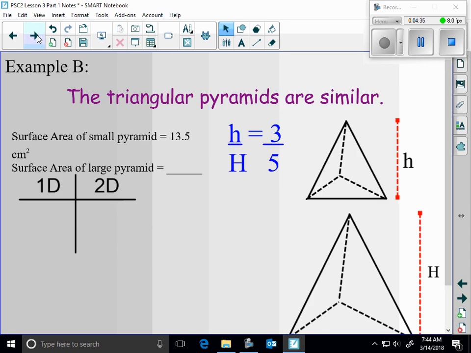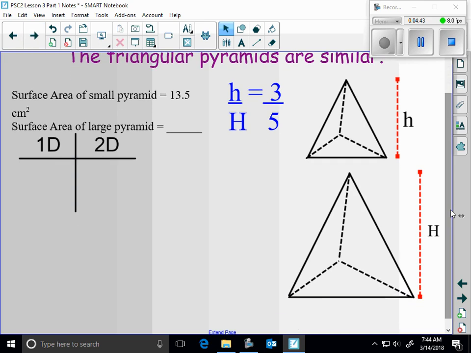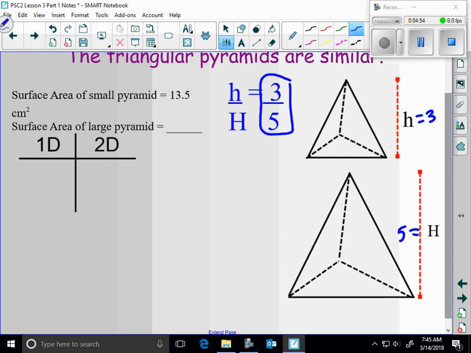Okay, here we go, the triangular pyramid. These two triangular pyramids are similar. I'm told that the height of the smaller pyramid compared to the height of the larger pyramid is a ratio of 3 to 5. Okay, now that does not mean that this equals 3 and this equals 5. It just means their ratio is 3 to 5. So don't look into that as the actual height. Okay, so our one-dimensional ratio is 3/5. What would our two-dimensional ratio be? Well, it'd be 3 squared over 5 squared, which is 9/25.